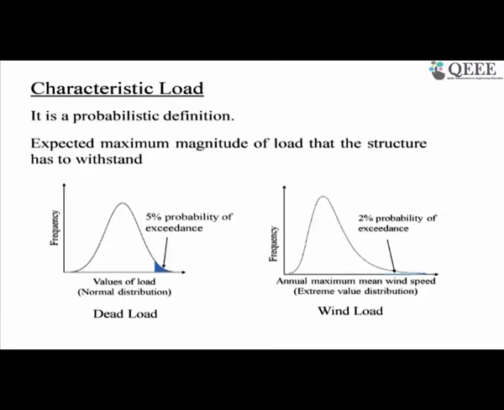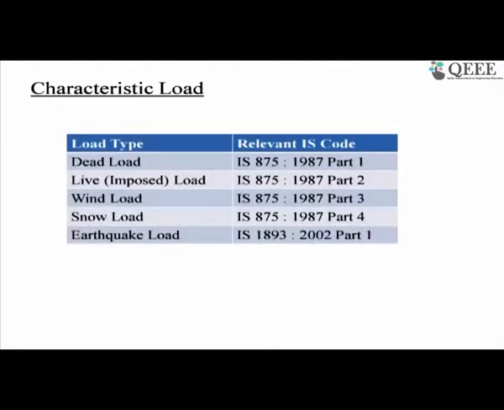In case of dead load, it is 5%. In case of wind load, IS 875 different parts give you the characteristic load for different kinds of load. For instance, IS 875 part 1 gives you dead load, part 2 gives you live load, and so on. If you want to find out characteristic dead load on a structure, see IS 875 part 1, it gives you the self weight of different kinds of material.